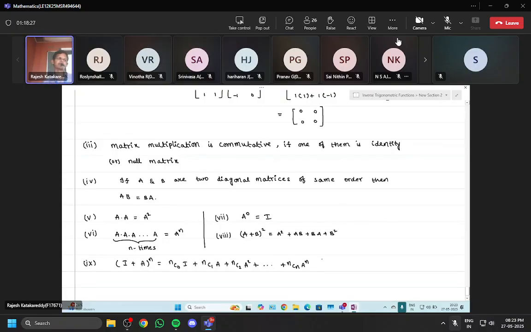I power n minus 1 into A is just A. However many times you multiply the identity matrix with the identity matrix, you will get the identity matrix. I square equals I cube equals I power 4 equals I power 0, which is also equal to I.